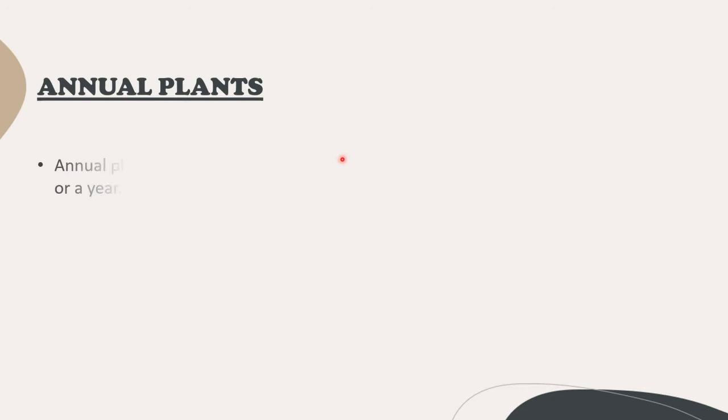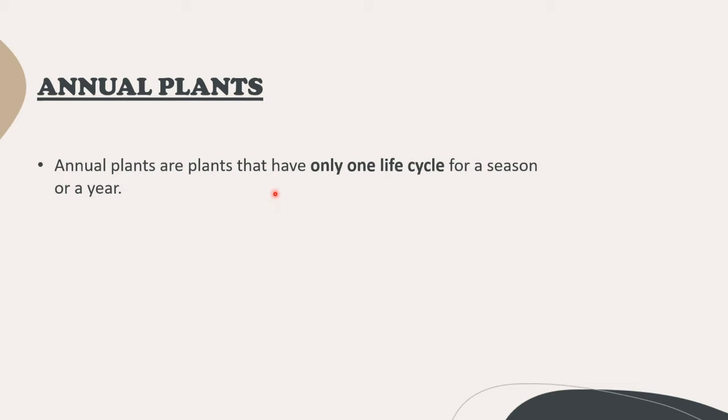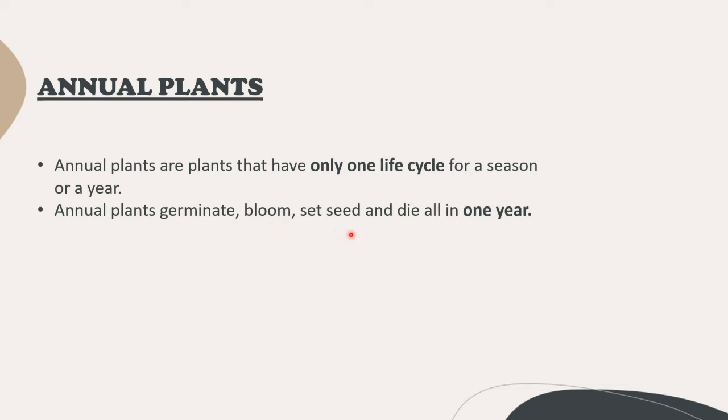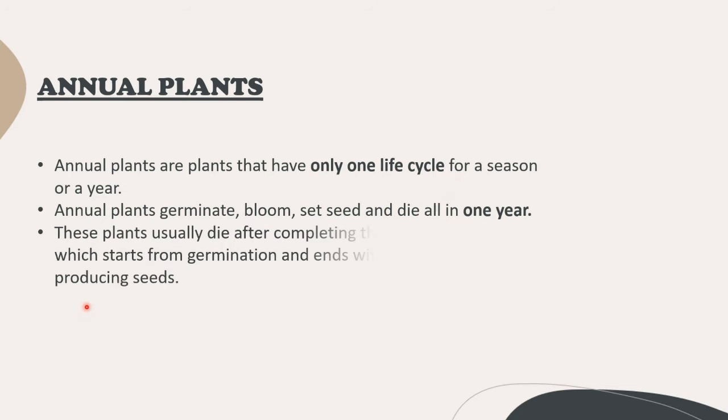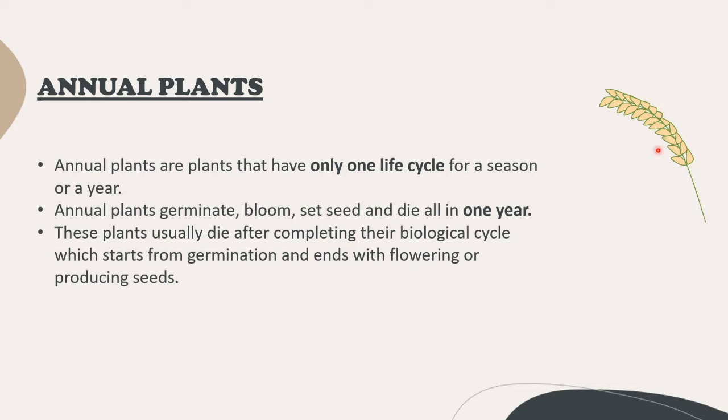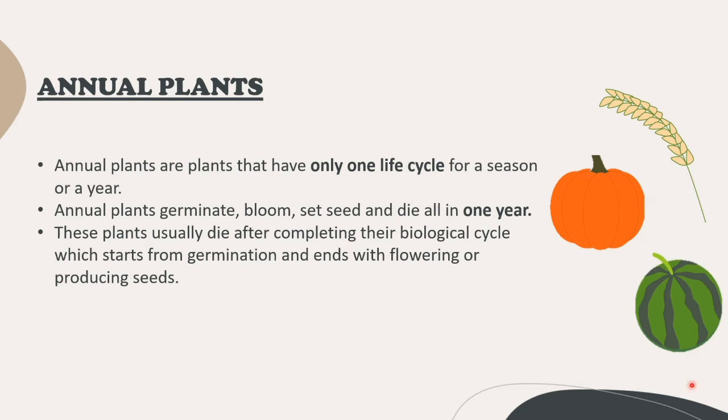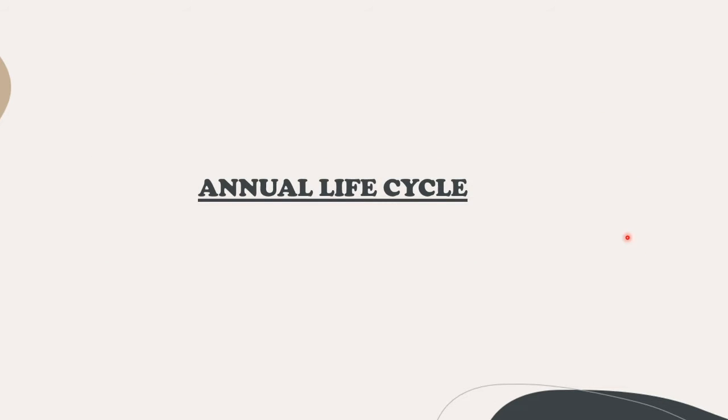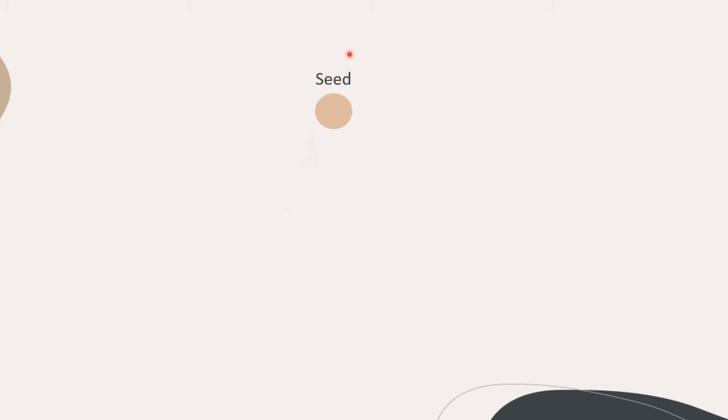Annual plants are plants that have only one life cycle for a season or a year. Annual plants germinate, bloom, set seed, and die all in 1 year. These plants usually die after completing their biological cycle, which starts from germination and ends with flowering or producing seeds. For example, paddy plant, pumpkin plant, and also watermelon plant. Annual life cycle starts from seed and then vegetative growth, continues to flowering, and death.